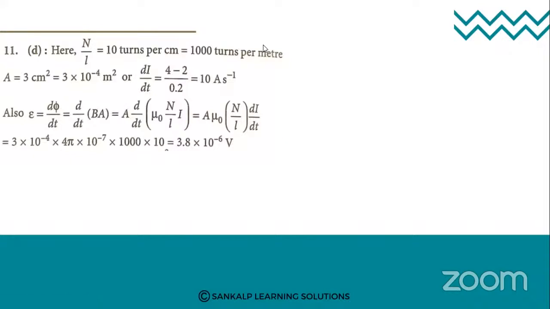Option D comes here, see. The question says a sentence, that is number of turns per centimeter, so it is N upon L. Number of turns per centimeter is 10 turns per centimeter. So per meter it becomes 1000 turns per meter. How will it come, everybody understand this? 10 turns per centimeter means you need to do 10 into 100, so that is nothing but 1000.